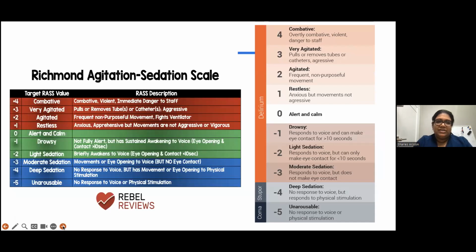The Richmond Agitation Sedation Scale is used to assess patients in the ICU who are under sedation, and it ranges from +4 to -5, with +4 being a combative patient, 0 alert and calm, -2 light sedation, and -5 an unarousable patient.